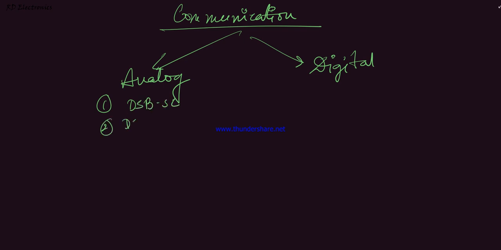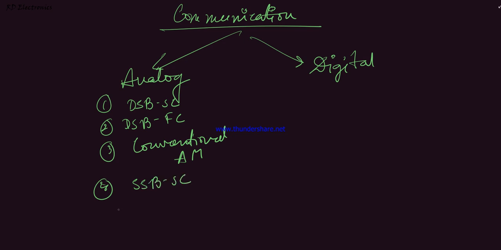Second one is known as double sideband full carrier. Number 3 is conventional AM. Conventional AM is a procedure by which our AM wave is broadcast from one point to another point. Number 4 is single sideband suppressed carrier, and number 5 is vestigial sideband. So these are the analog communication techniques.